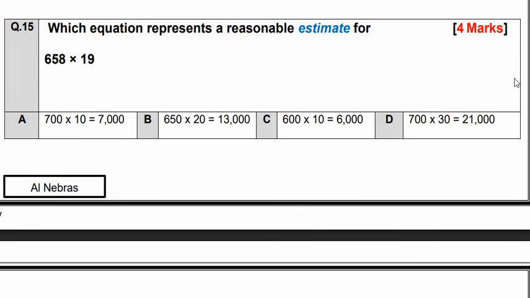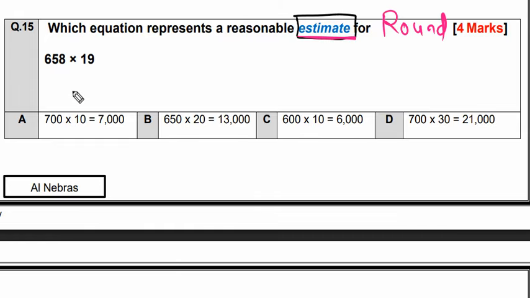Now before you start watching this question, pause the video and try to answer. Okay, did you get your answer? Okay, let me do this now. Now you will be saying, Mr., how can I do this? 658 times 19, this is difficult, right? It is. So that's why it is saying estimate. This word is important. If you see estimate or if you see round, then you have to round the number.